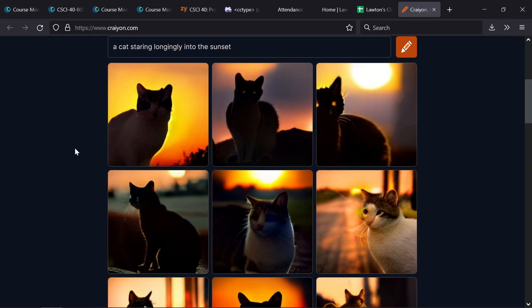So what kinds of training data do you think was being used here as you try your prompts? What do you think it needed to be able to take your text and make pictures from it? Any ideas? It's a little too complicated, maybe?